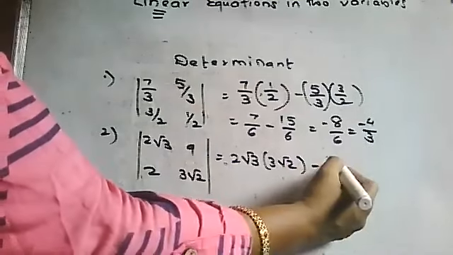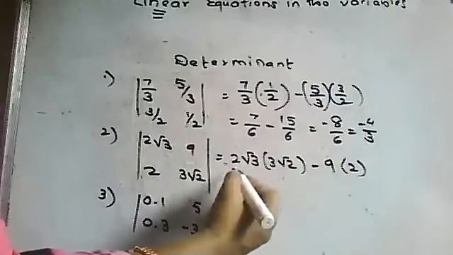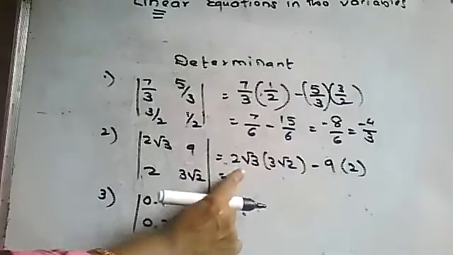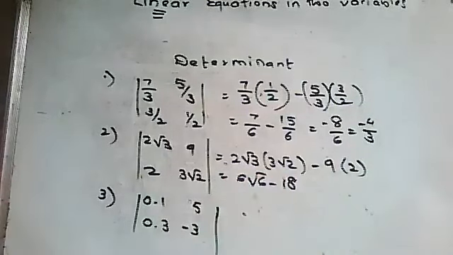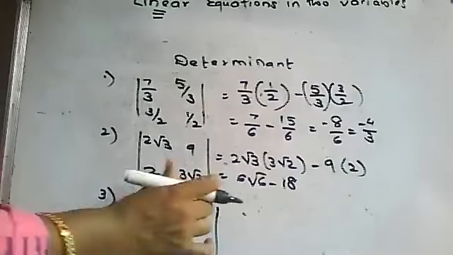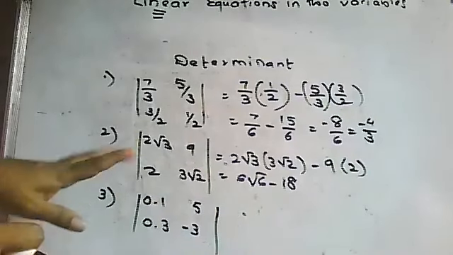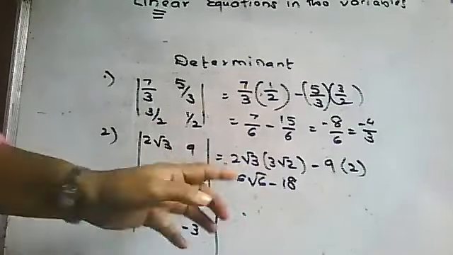Okay, minus 9 into 2. So your answer would be 3 2s are 6, root 6 minus 18. This is your answer, that's all. Had it been, I'll change the number. For this particular sum, this is the answer.